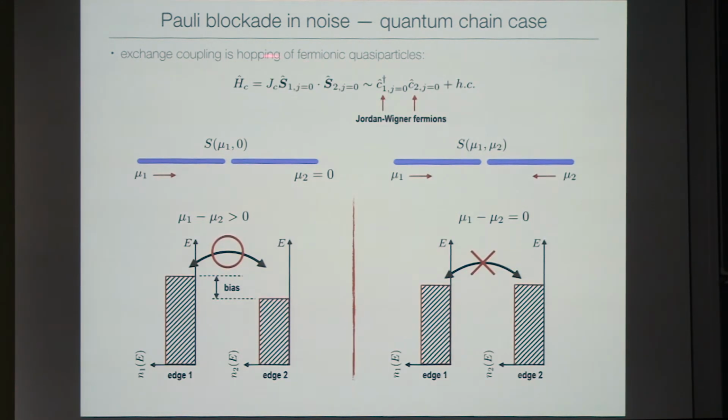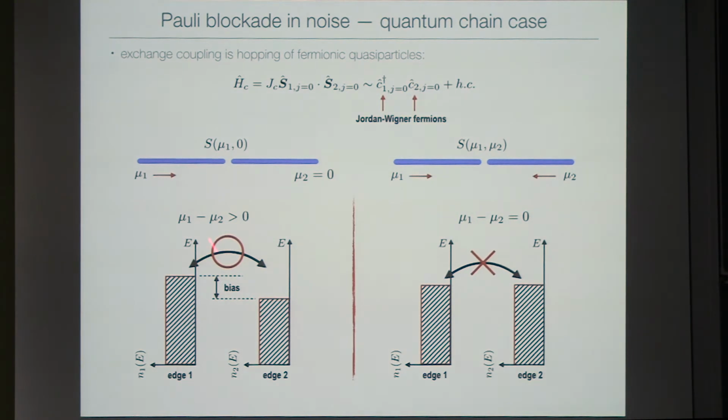Namely, if you look at the exchange interactions between two quantum spin chains, it's actually nothing but hopping of Jordan-Wigner fermions. If you map the quantum spin chains to Jordan-Wigner fermions, you can just rewrite this as a hopping of fermions. It's not like hopping of magnons, which are bosonic, but this is fermionic.